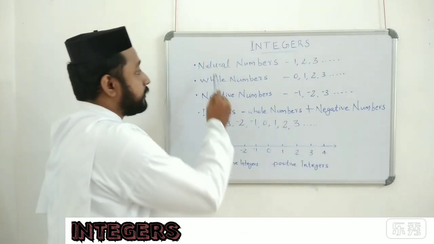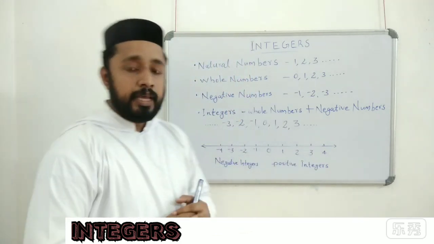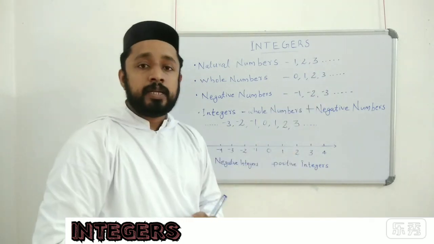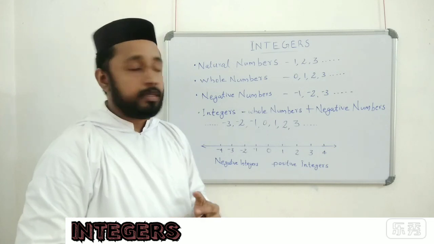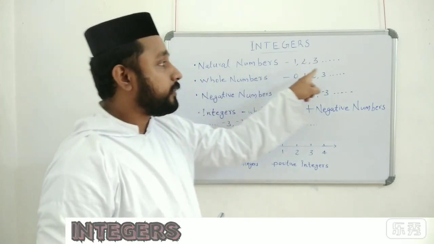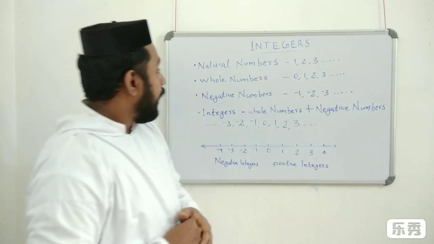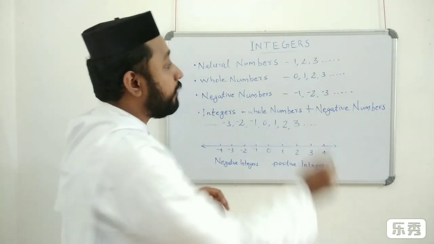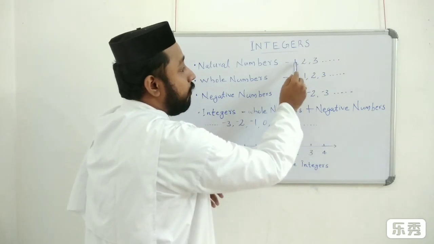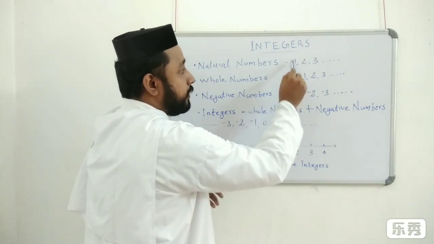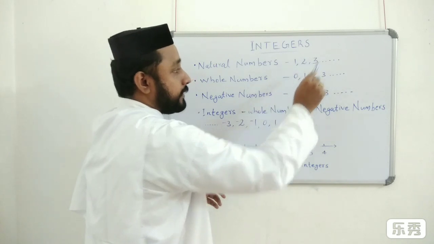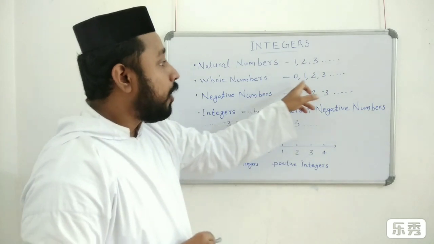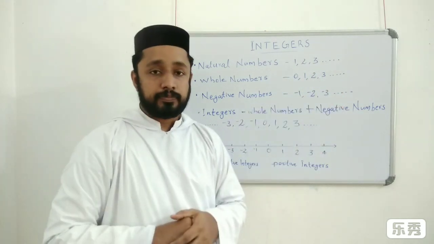First, let us discuss natural numbers. Natural numbers are 1, 2, 3, etc. Natural numbers are also called counting numbers. Another set of numbers are whole numbers. Whole numbers means when we add 0 to natural numbers, which means 0, 1, 2, 3, etc. are called whole numbers.